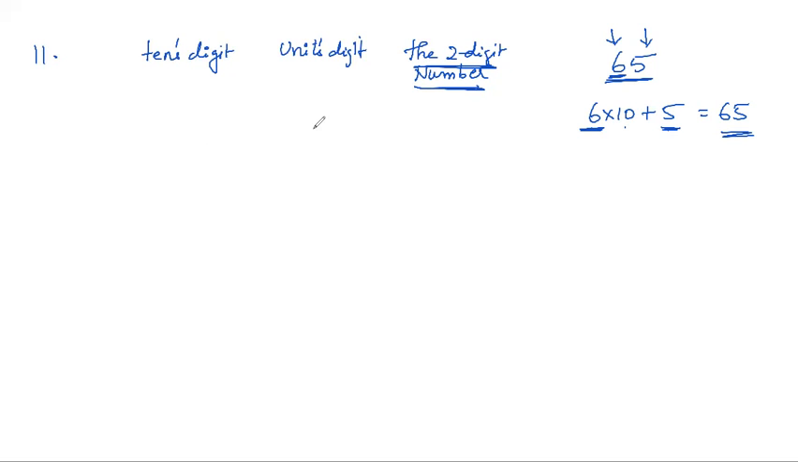Let me assume the units digit as x. In the 11th question, they have given that the sum of digits of the two-digit number is 12. So what will be the tens digit? It should be 12 minus x, because the sum of the units digit and tens digit is 12, as they have given.